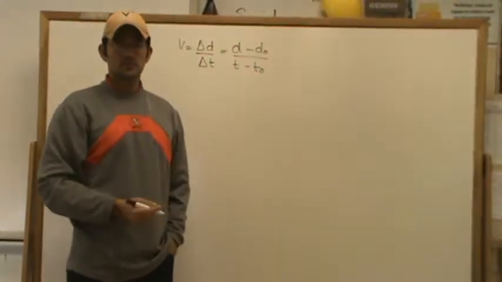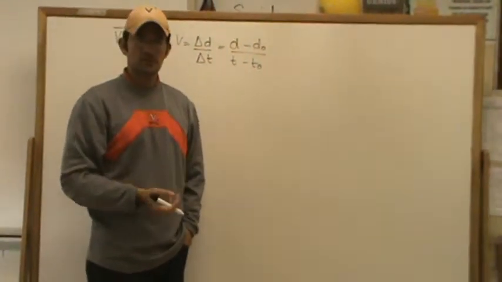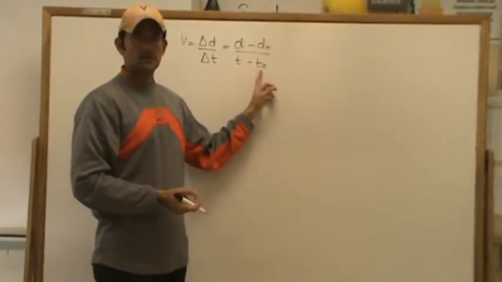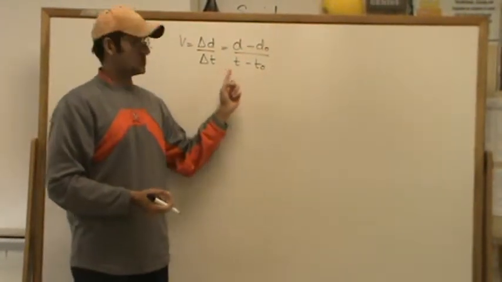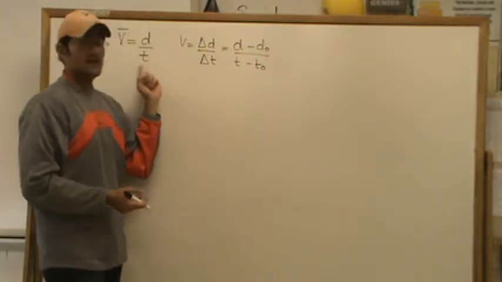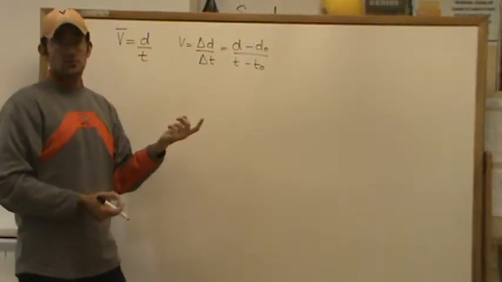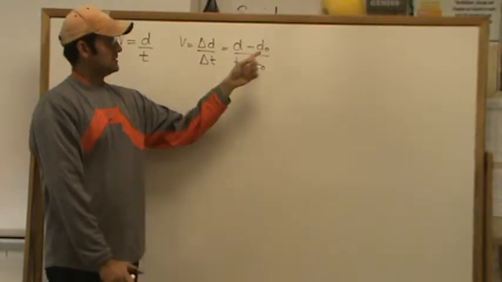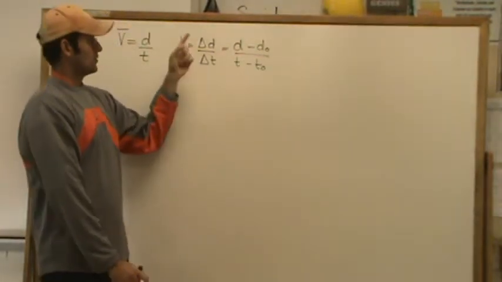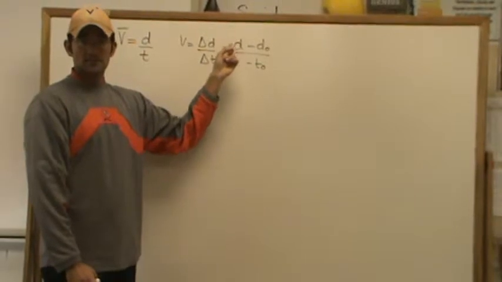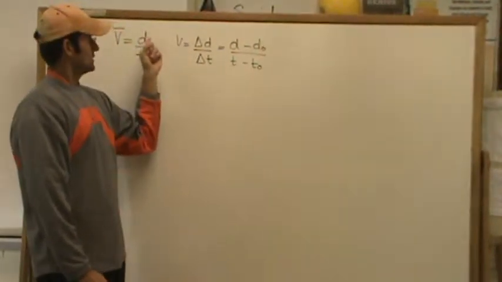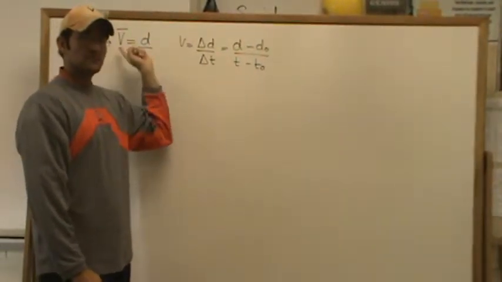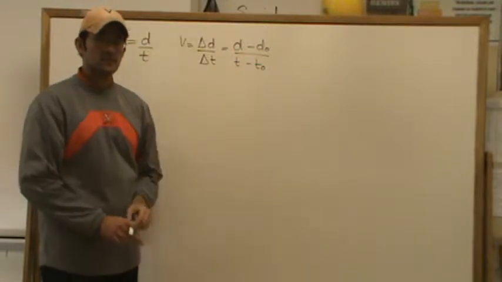Now, many times your initial time is 0. So if your initial time is 0, this disappears, and you're just left with your final time in the denominator. That's why I wrote the final time in here. And many times your initial displacement is 0. If you're starting off from 0, then this becomes 0. So your equation just simplifies to d over t. So that's why I wrote it up here as d over t. This is average velocity. Average velocity is displacement over time.